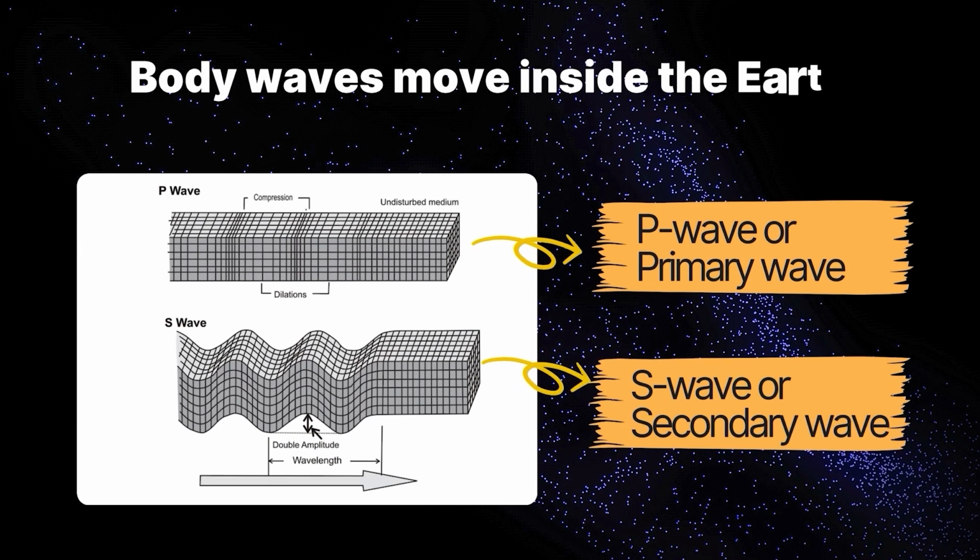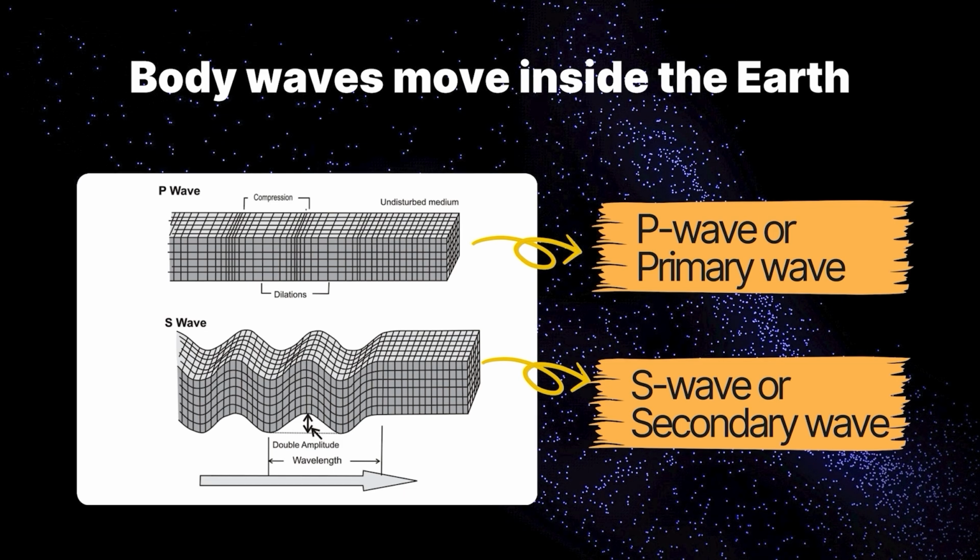Here in this diagram I have tried to show you the body waves, how they move inside the earth. The P waves move in this manner. They have compression and dilation through the undisturbed media. But S waves travel like sound waves. They have a double amplitude and they have a wavelength here. So secondary waves travel more or less just like waves in the water when you drop a stone in the stagnant water.